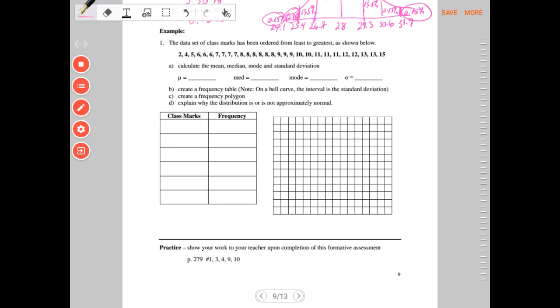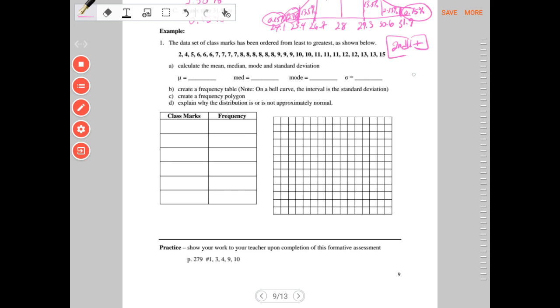Example 1. The set of data of class marks has been ordered from least to greatest. Oh, how kind. It's shown here below. We have a bunch of numbers going from 2 to 15. Calculate the mean, the median, and the mode, as well as the standard deviation. That's where I would have you pick up your graphing calculator. Make sure you clear all lists. If you have an 84 version, you would go second plus sign, and that would clear all of your lists.